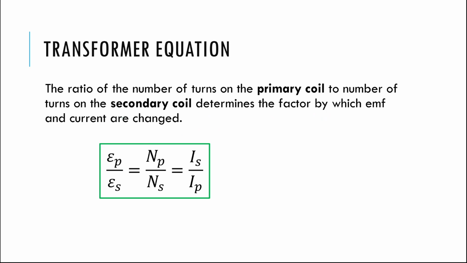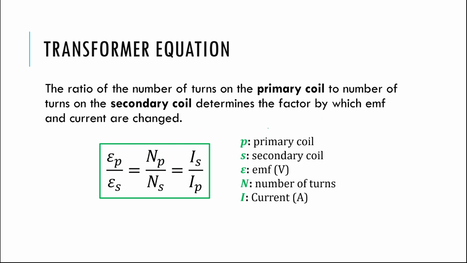All right, so here's the big ratio that we come up with. It's a 3-part ratio, and here's what everything stands for. The P subscripts mean the primary coil, the S means secondary. We got an EMF ratio, we got a number of turns ratio, and we have a current ratio.